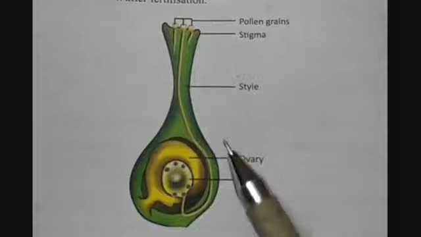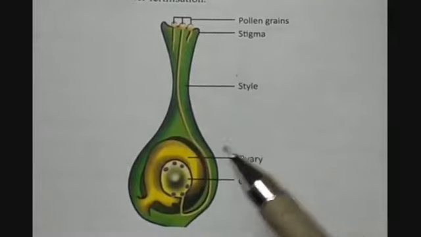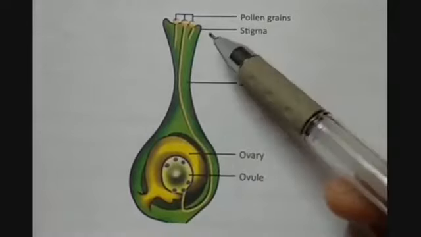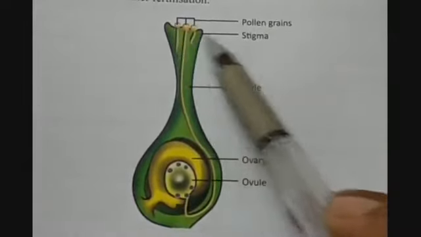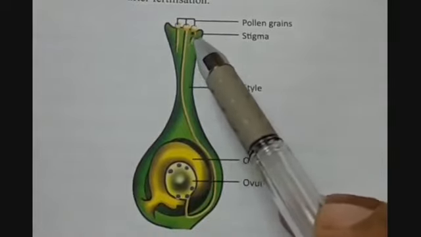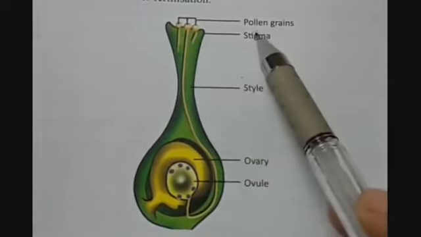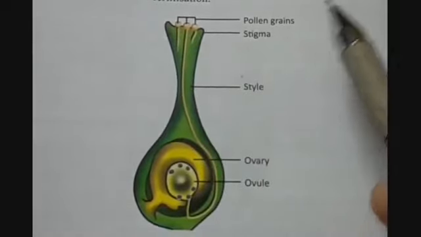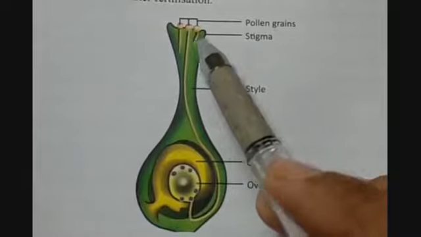And here you see the ovary, the female sex organ of the flower. As we have seen, at the top we have the stigma. The stigma has the purpose that pollen grains from the stamen or the anther will come up here and stick to the stigma.